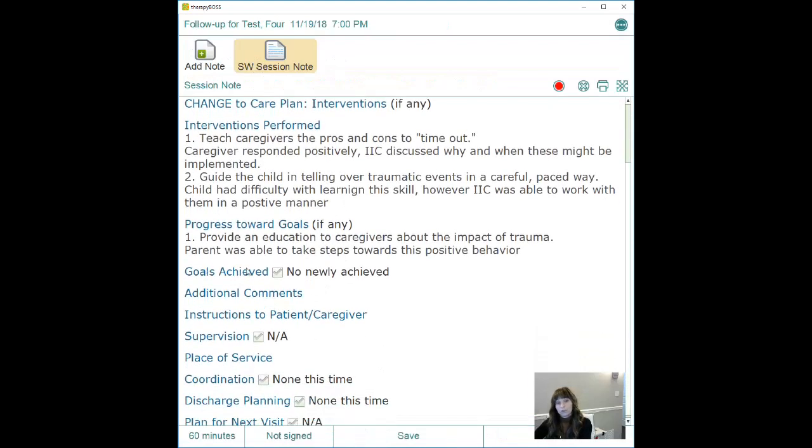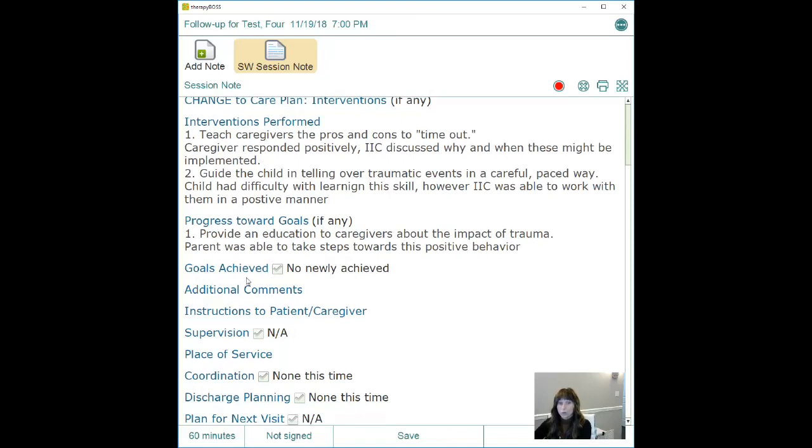Were any of the goals achieved? In this situation, you are going to say no, because when you have a goal achieved, it would mean that you're further on in the sessions, and usually you would add another goal. If you are achieving a goal, then you would probably add on another one because you're only working on 3 or 4. Are there any additional comments?